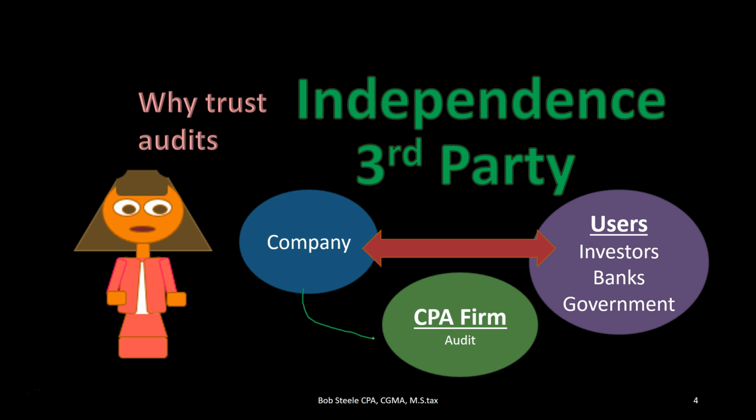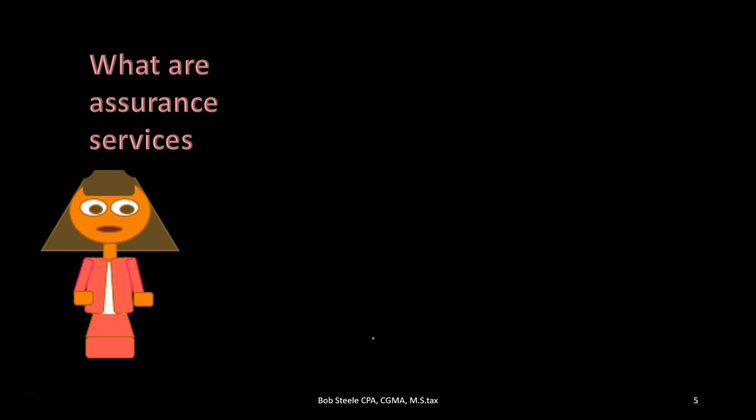And we'll take a look at a lot more rules in terms of what makes someone independent, what makes someone not independent. And we want to be independent both in appearance and in actuality, so that we can be someone that both parties can rely on in this transaction.